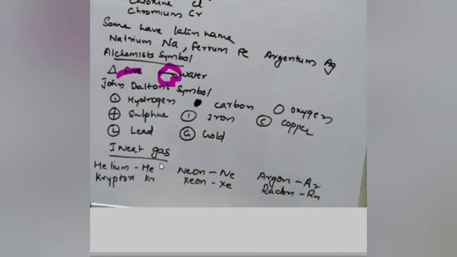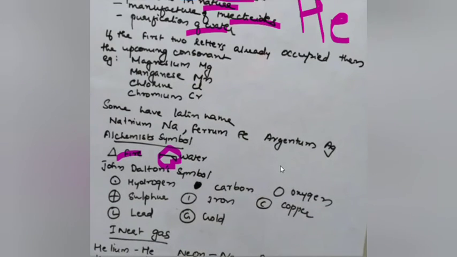Then next, talking about the inert gases. How to represent the inert gases? See here, the first one is helium, He. The first letter followed by the small second letter is taken. Next is neon, Ne, argon Ar, krypton Kr, xenon Xe and radon Rn. So this is how the inert gases are represented.